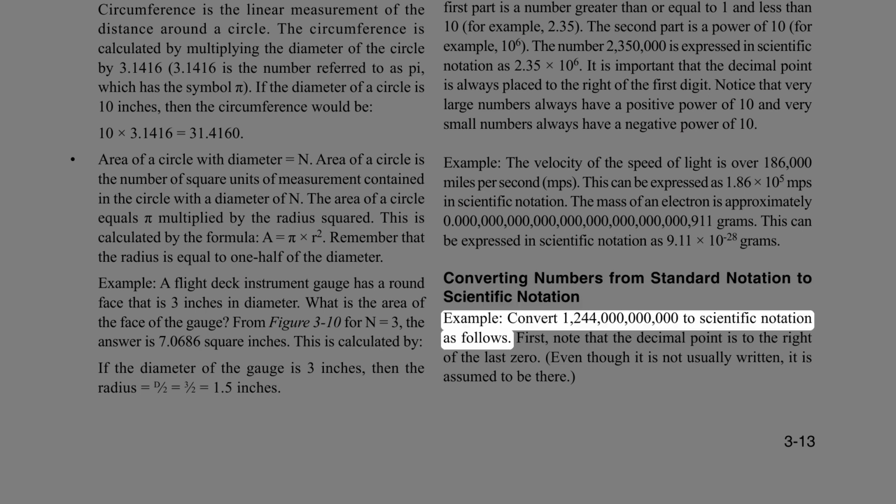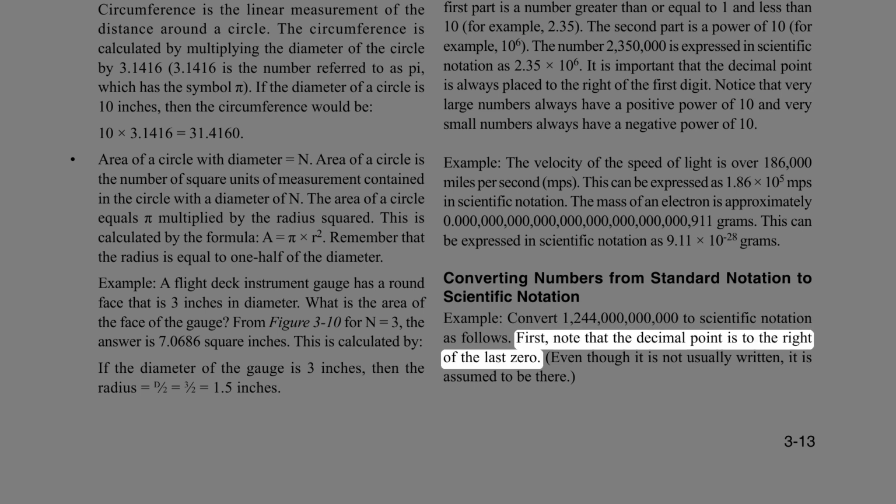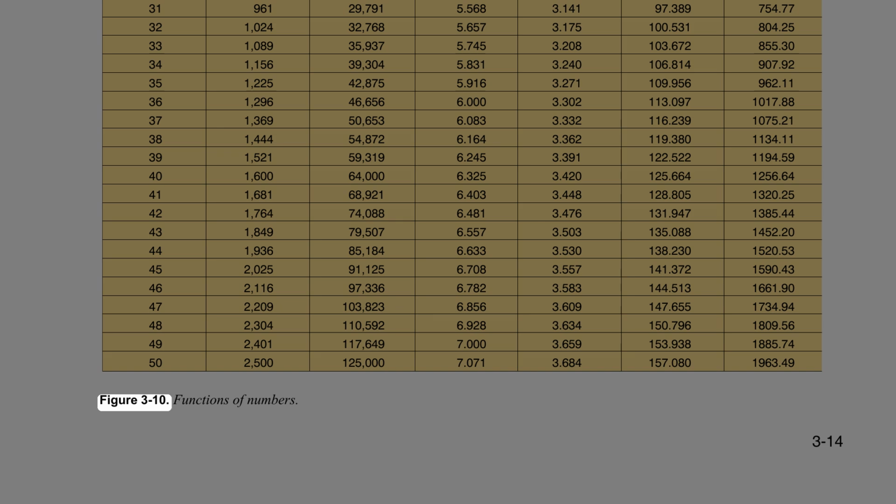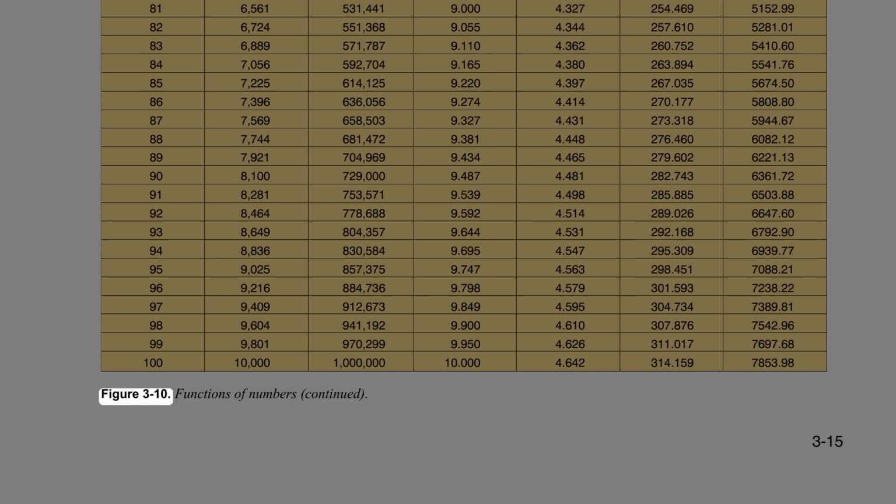Converting numbers from standard notation to scientific notation. Example: convert 1,244 billion to scientific notation as follows. First, note that the decimal point is to the right of the last zero. Even though it is not usually written, it is assumed to be there. Figure 3-10, Functions of Numbers, continued.